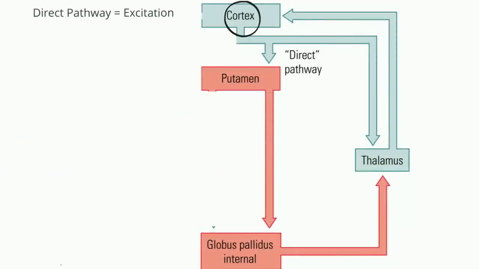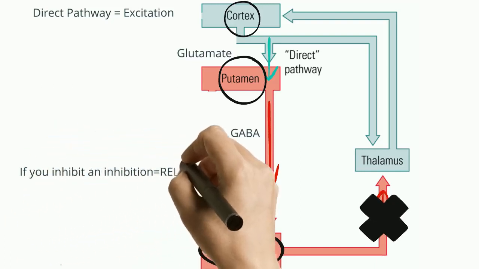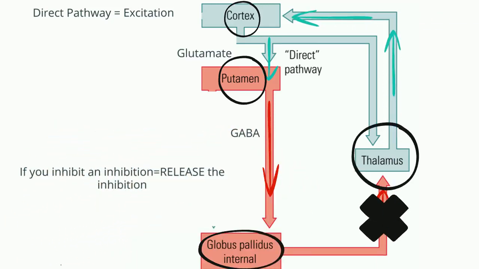So you see here that the cortex is excitatory on the putamen. The putamen inhibits the globus pallidus, but the globus pallidus was inhibitory on the thalamus. So we remove that inhibition, allowing the thalamus to excite the cortex.